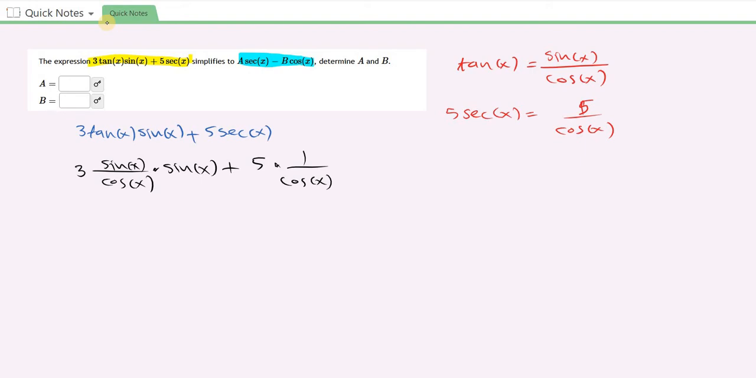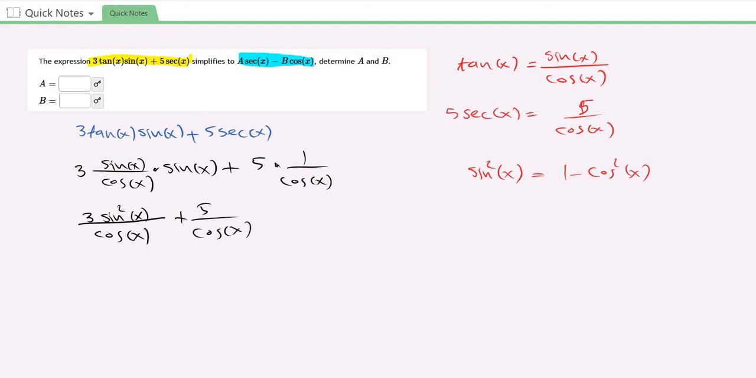So now we're going to make this a little bit better. 3 times sine x, that is 3 sine square x over cosine x, plus 5 over cosine x. I see the same denominator here, so I can collect these expressions together, but I have a cosine here and I have a sine square. It would be a good idea to have all cosines in here. I know that sine square x is equal to 1 minus cosine square x. So I'm going to replace that in here.